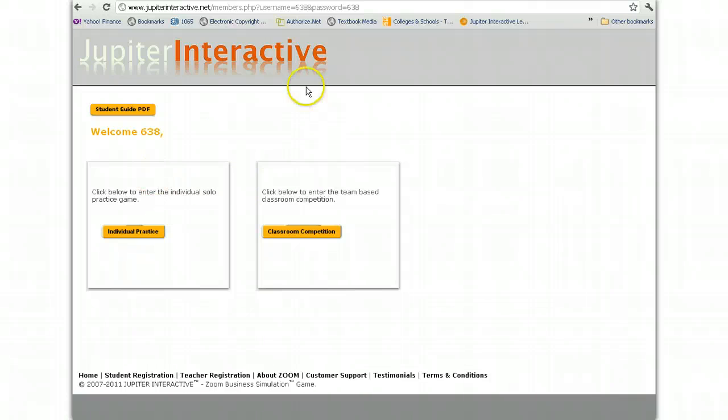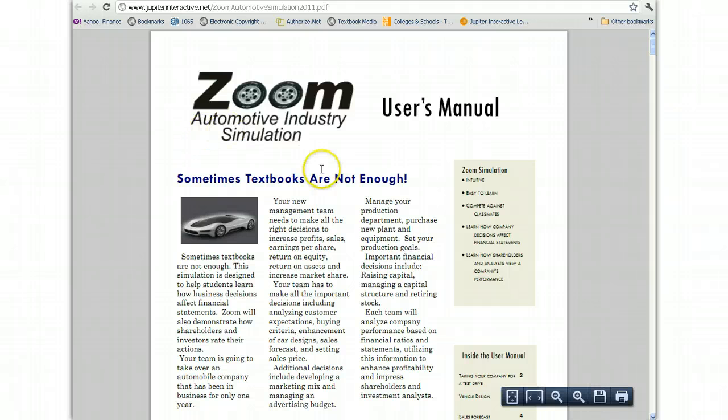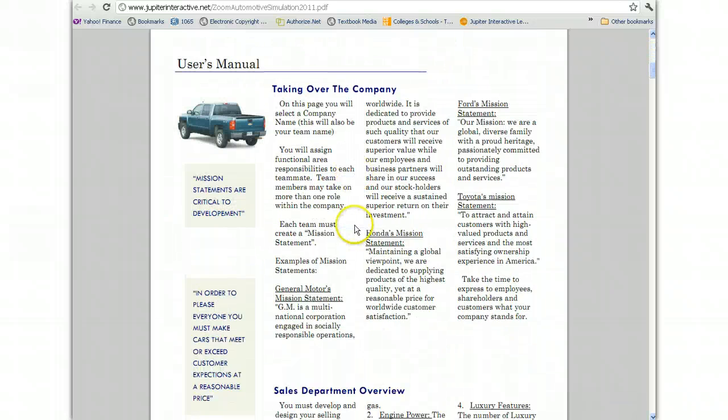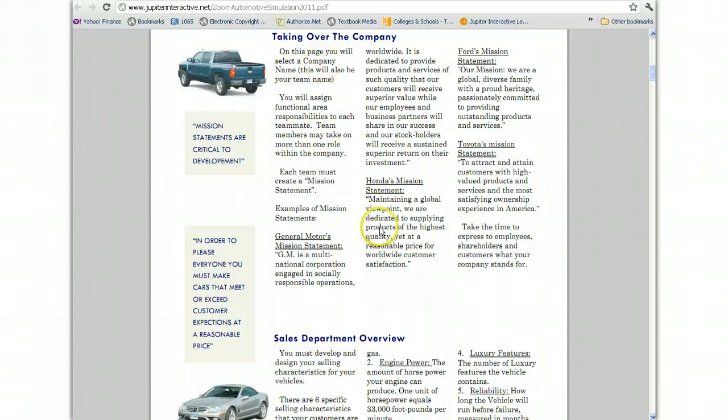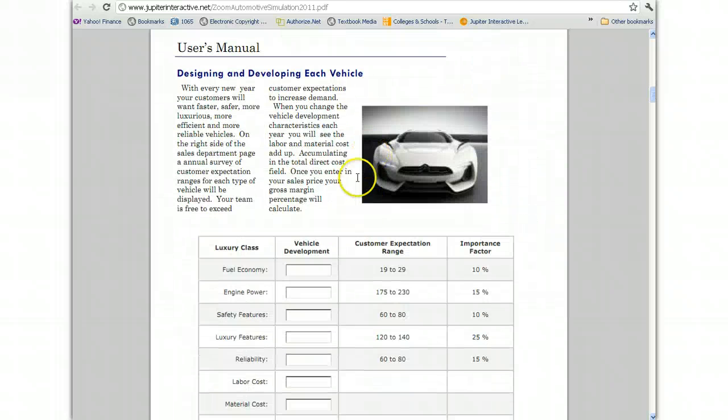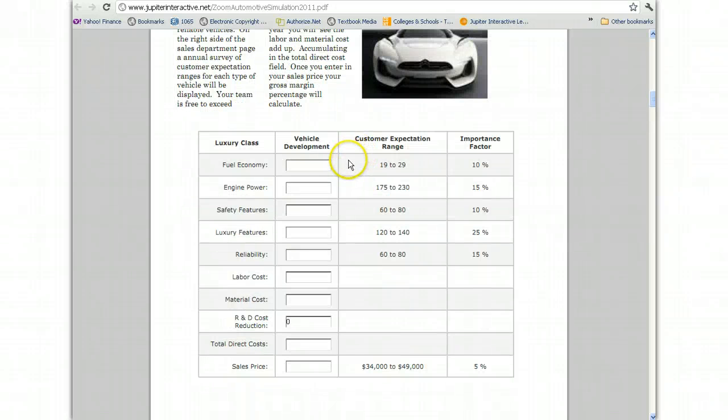All right. Okay, so in this area, first thing you want to do is go ahead and pull down the student PDF. All right, so this is the user manual, and this is going to go over what this simulation is all about. What we're doing here, we're taking over a car company. The sales department overview is going to explain the selling characteristics of the car: fuel economy, engine power, safety features, luxury features, reliability, the sales price. It explains how to design and develop each vehicle. Each vehicle comes with a customer expectation range and an importance factor.